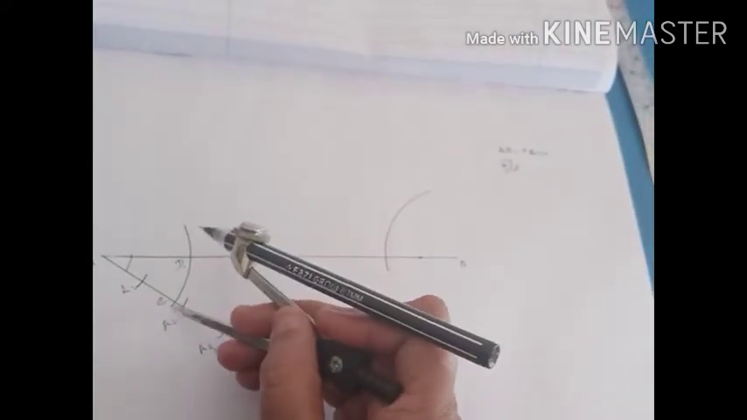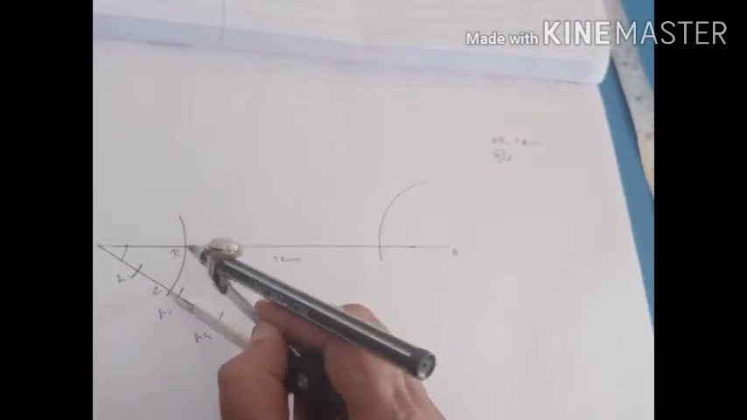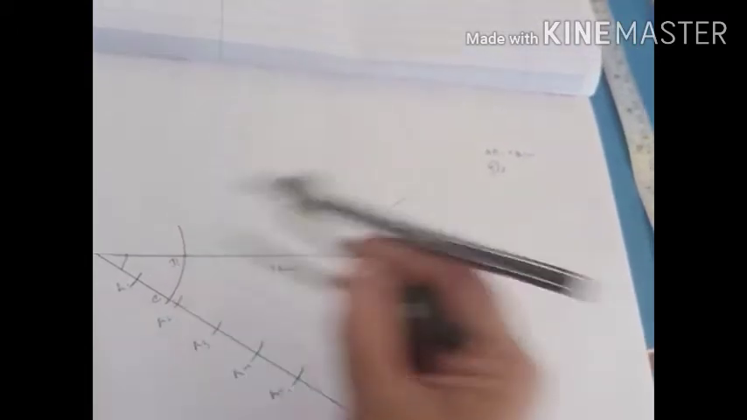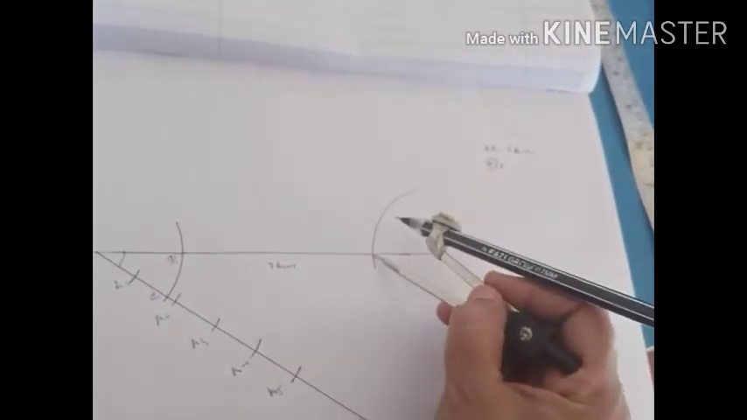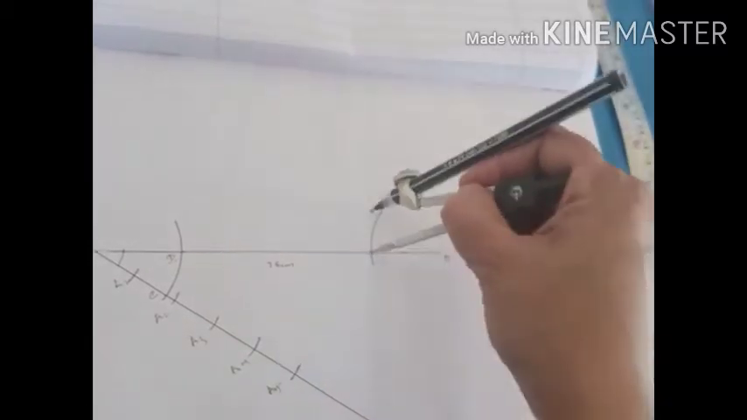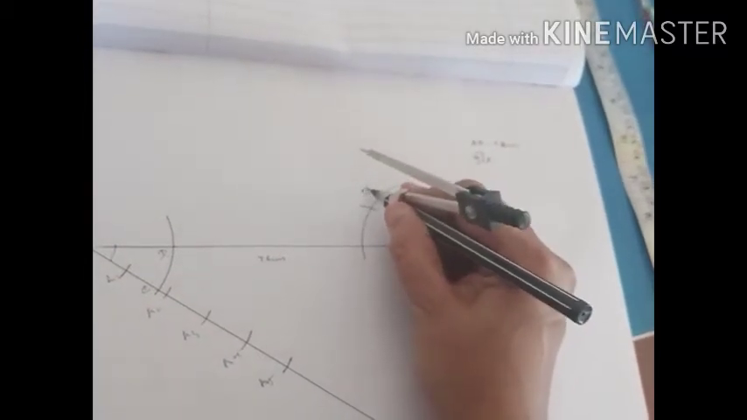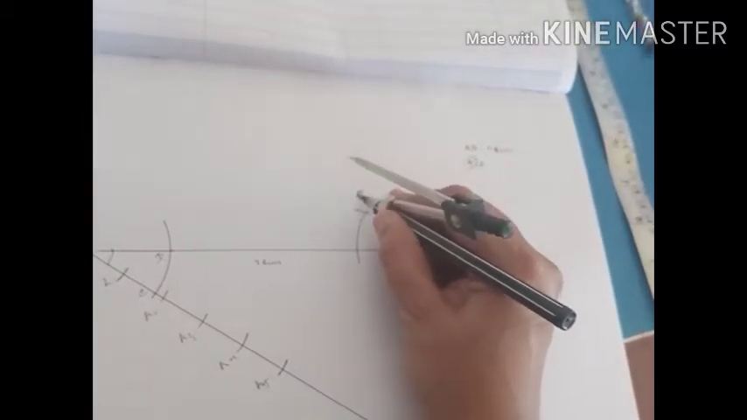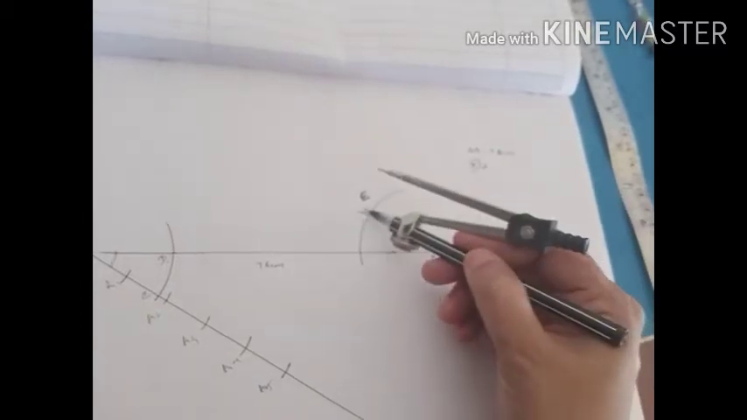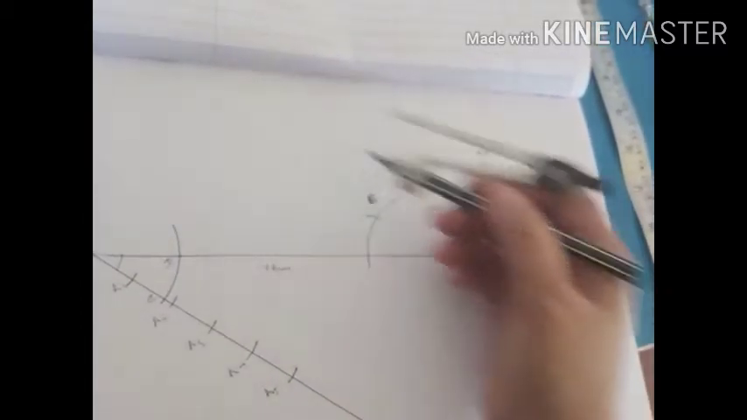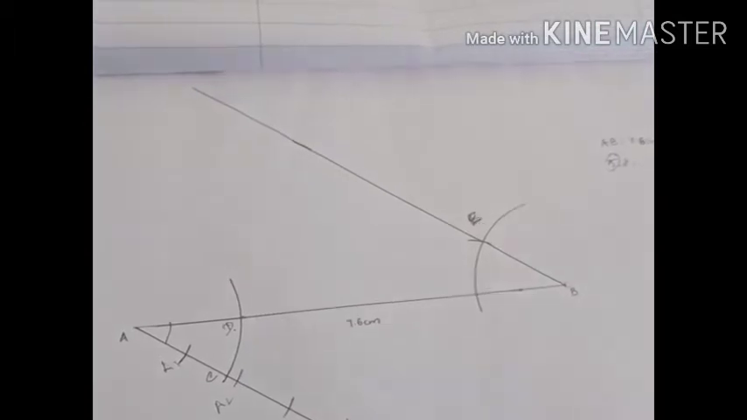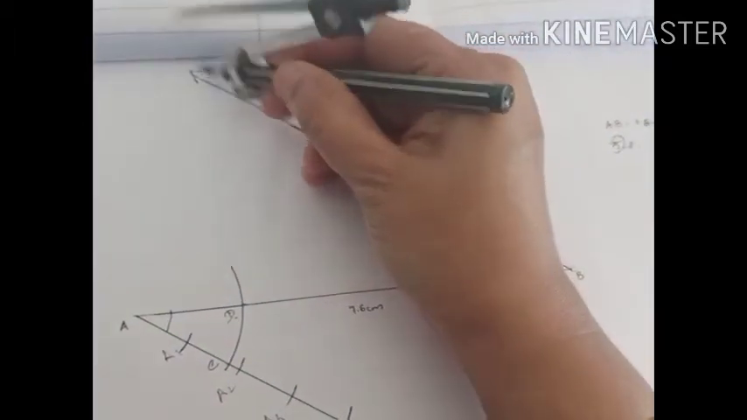Then next we take the measure CD and draw an arc to the arc from this intersecting point. This intersecting point is E. Now the next step is to join B and E and extend. Now we get another ray BY.